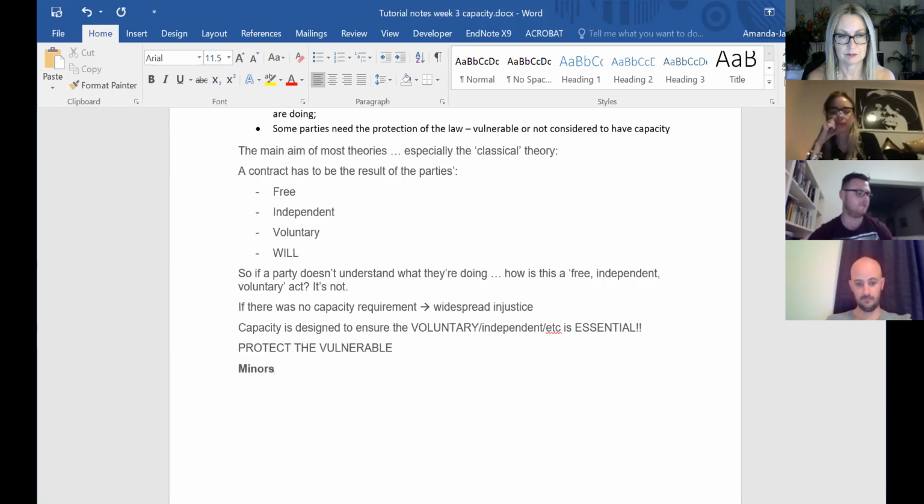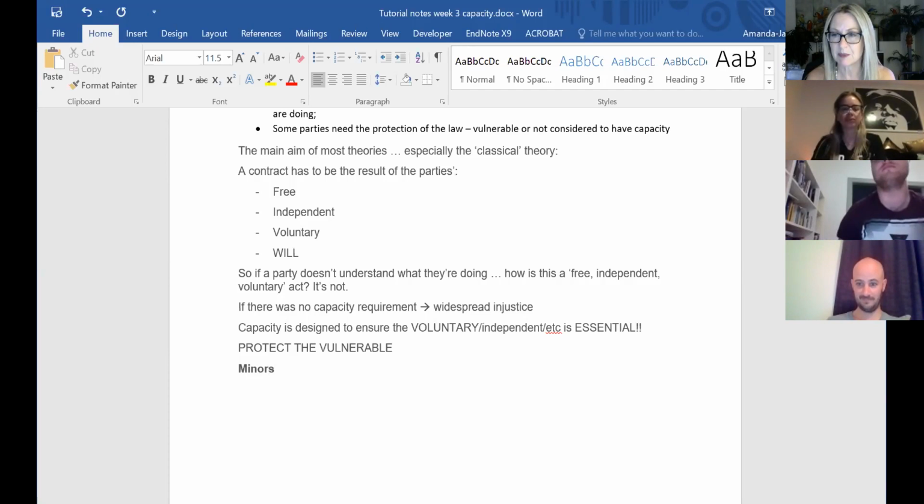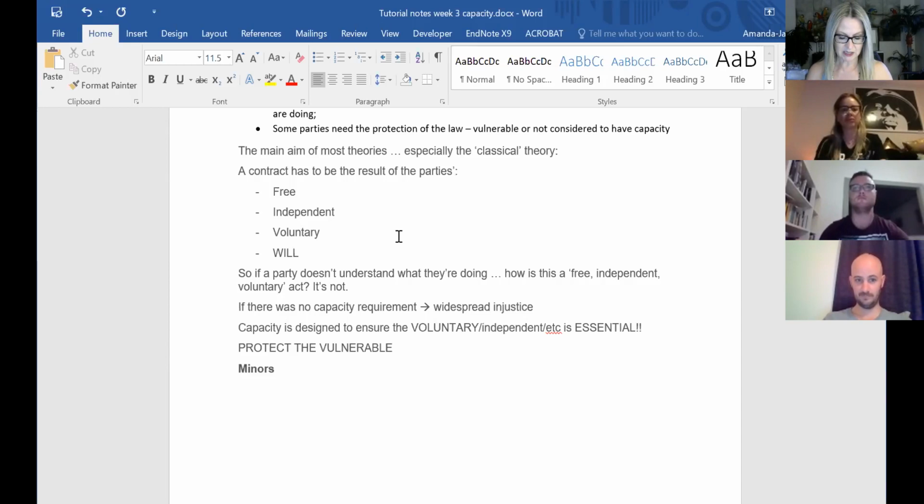Are contracts generally enforceable, or are contracts generally not enforceable? Yes, Megan, generally unenforceable. Not binding. So, generally speaking, if you contract with a minor, you're taking a risk.